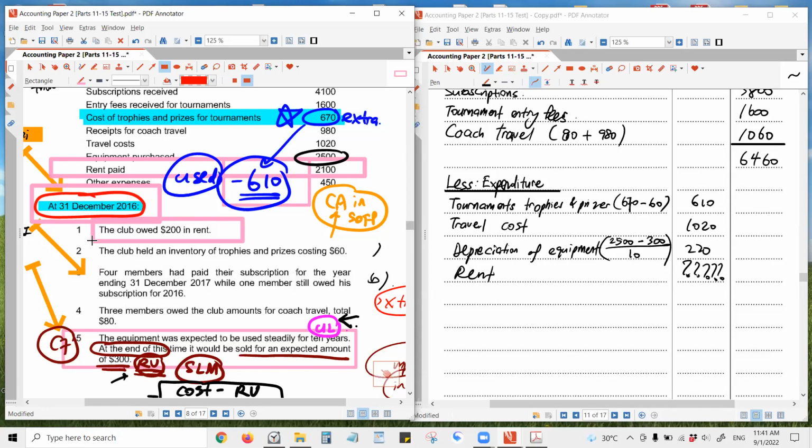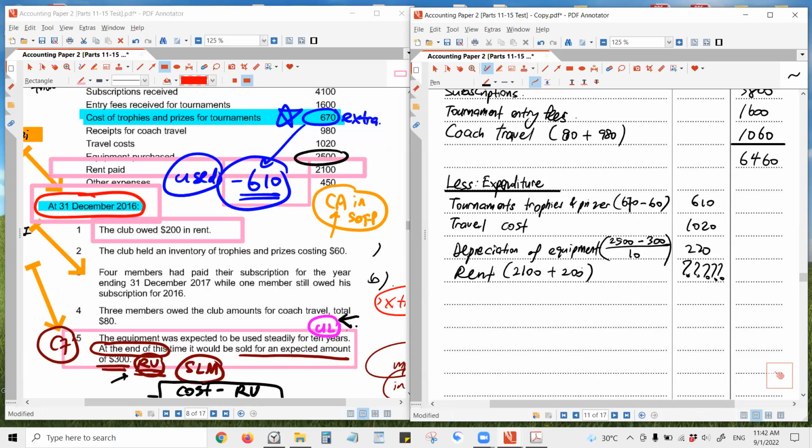So how much should you actually pay during the year? You have paid only 2,100 and they tell you that you still owe 200. So how much should you actually pay? 2,100 plus 200, 2,300. Logical? Yes. So you have to know how to interpret the question this way. I'm here guiding you, so it may look easy, but when you try it yourself, you have to do the same as well.